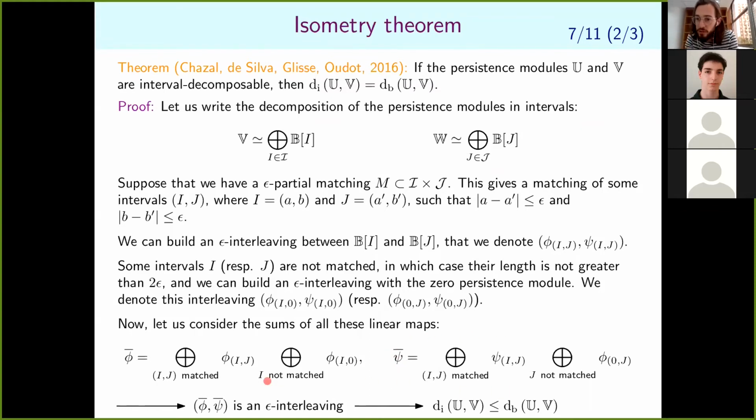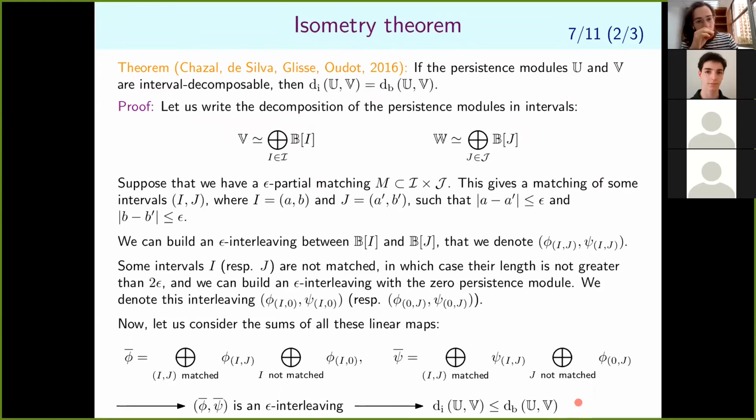Okay. So if you write down the definition, you see that this pair phi bar, psi bar is an epsilon interleaving, and we deduce that the interleaving distance is smaller than epsilon. Okay, and epsilon was the cost of the matching we chose, and we could choose any matching. So at the end, we obtain that the interleaving distance is lower than the bottleneck distance. Okay.